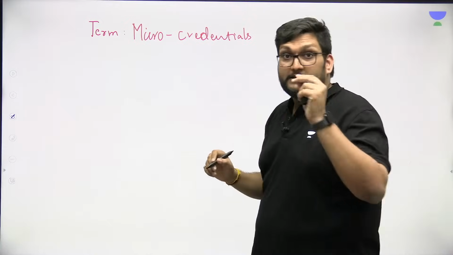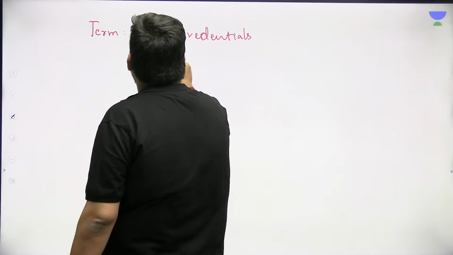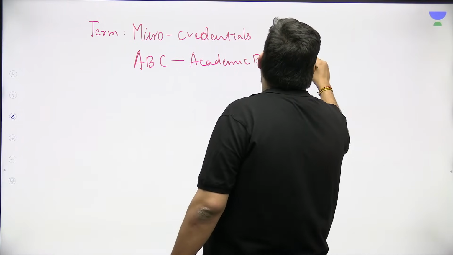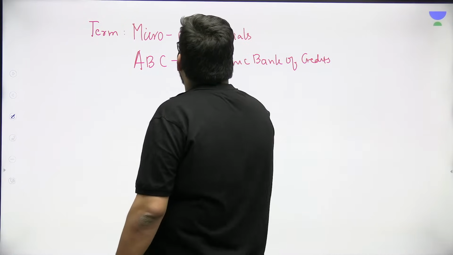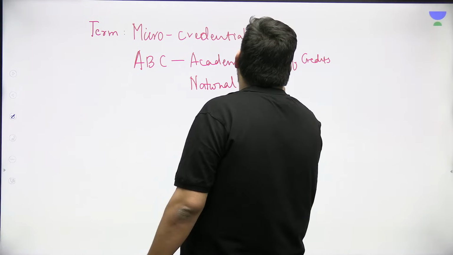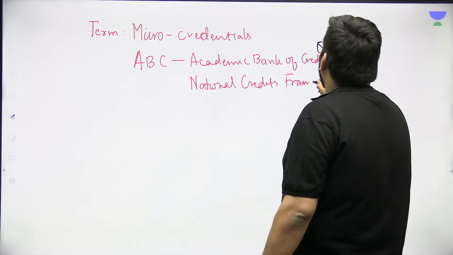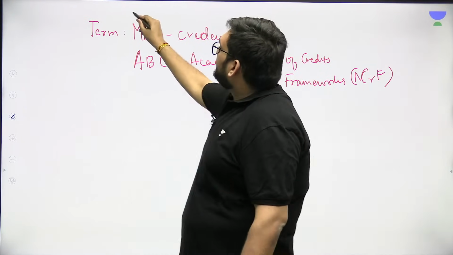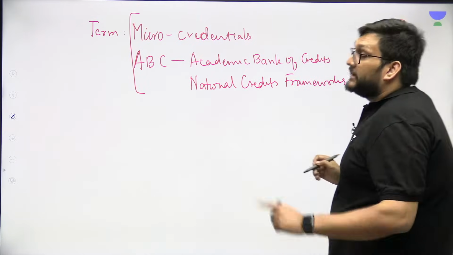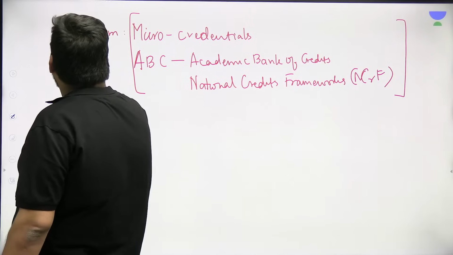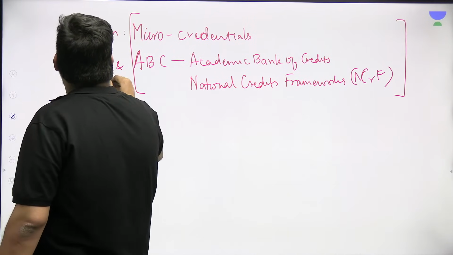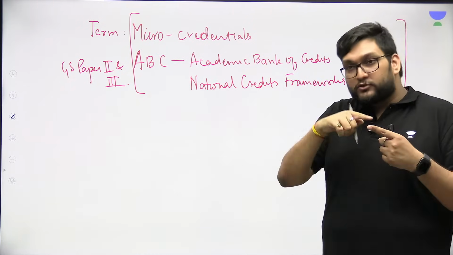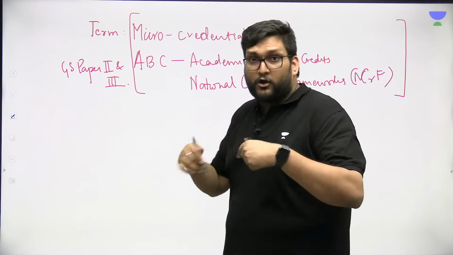Thereafter, you have to remember the terminology called ABC, which is Academic Bank of Credits, and thereafter the National Credit Framework, or the National Framework for Credits, the same thing, the NCrF. These terminologies now become relevant for prelims generally and for your GS paper 2 and 3. In that regard, you can get how education is important, governance and other issues related to upskilling in that sense and economic upliftment.